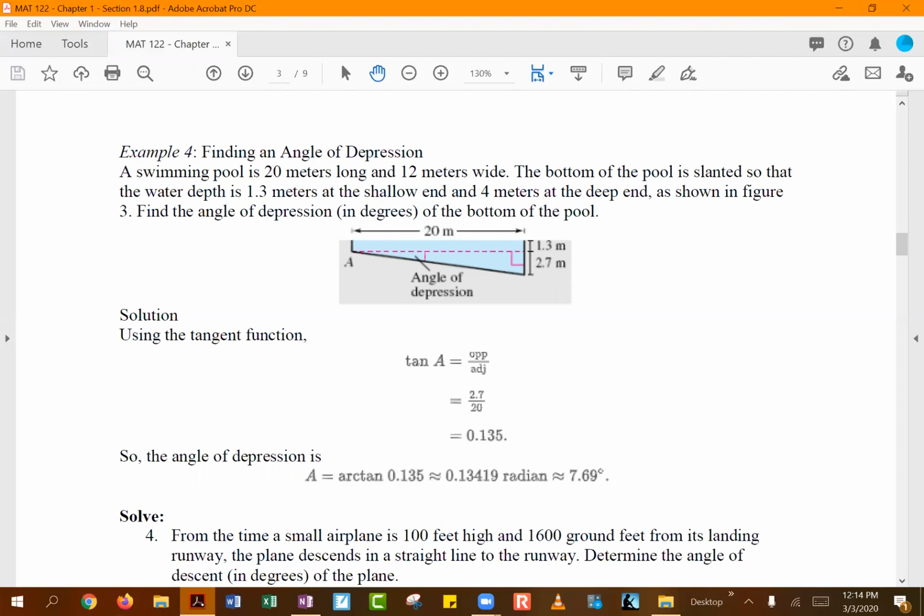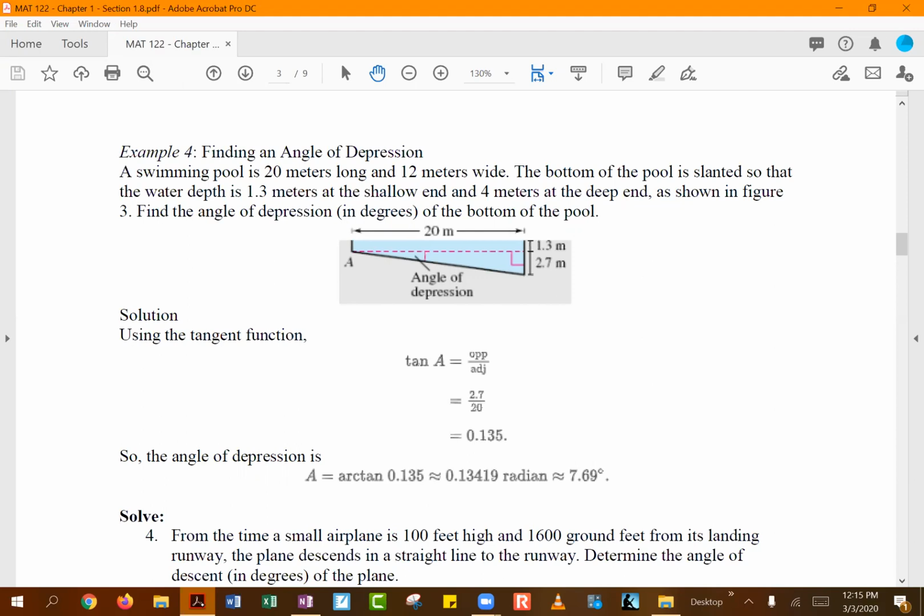So they're telling us the pool is 20 meters long, 12 meters wide, right? Which in this case, I'm not sure that 12 meters is going to make a difference in our calculation. At the shallow end, you're at 1.3 meters. At the deep end, you fall down to 4 meters, right? So you can actually see they took that shallow end 1.3 and subtracted it from 4 meters to give us this 2.7 meters here, right? Everybody understand that?